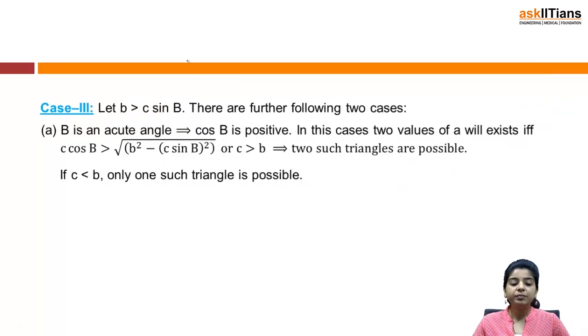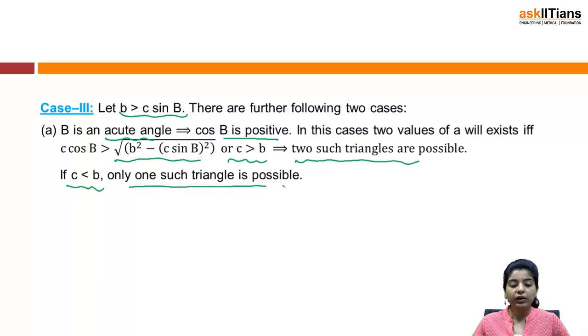And case 3 says b is greater than c sin B, then in that case again we will have 2 further cases. If B is an acute angle, then cos B will be positive, and so in this case 2 values of a will exist if and only if c is greater than b, and then 2 such triangles are possible, while if c is less than b, only one such triangle is possible.